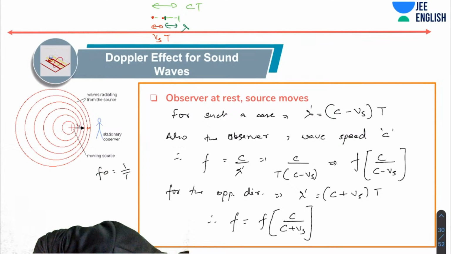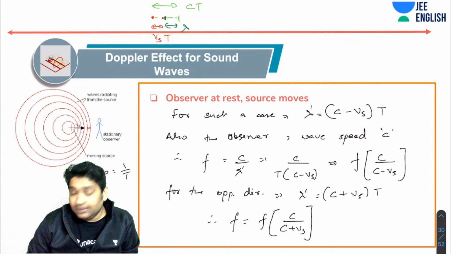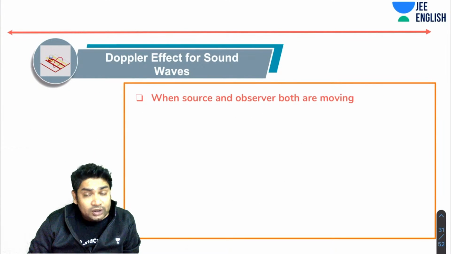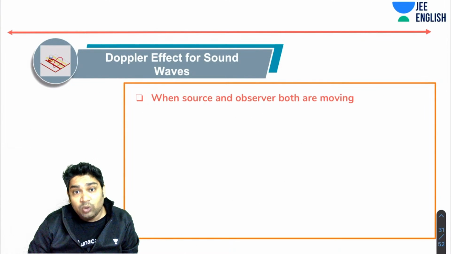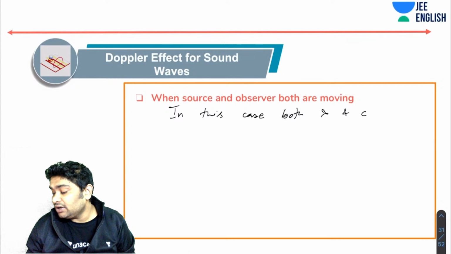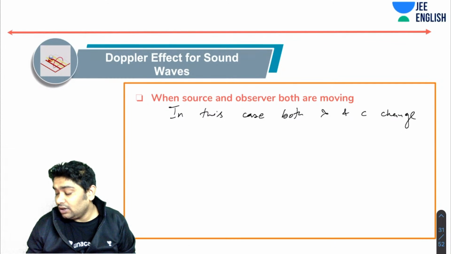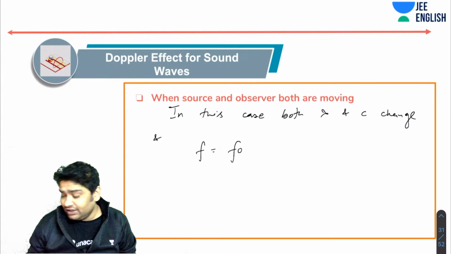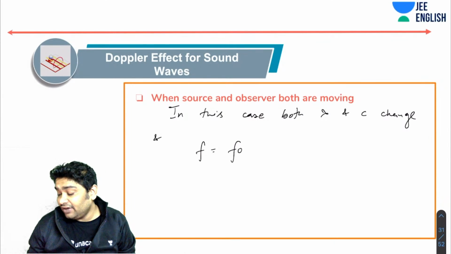Okay. I hope that is clear. Now, of course, when both the source and the observer are moving, then both the lambda and the c change. So in this case, yes, both lambda and c change. And now I can write f equals f naught. I can simply combine the two equations. Okay, find the lambda dash, find the c dash, and find the result.